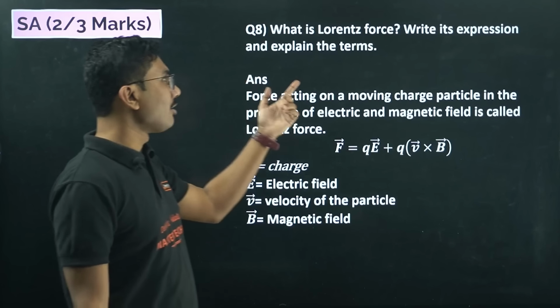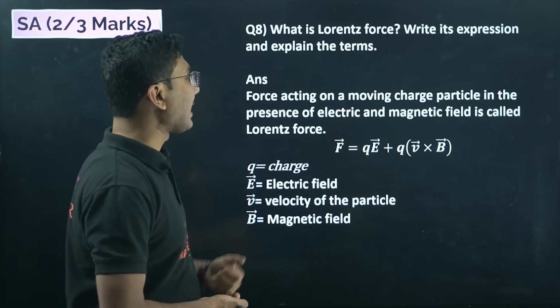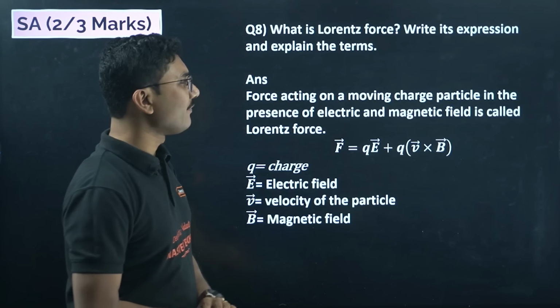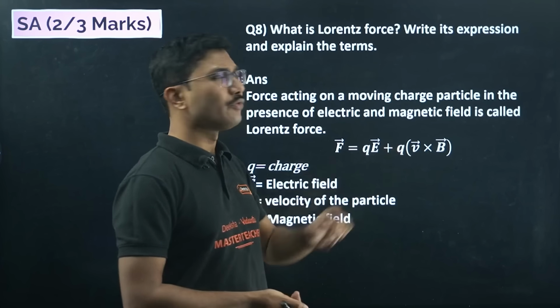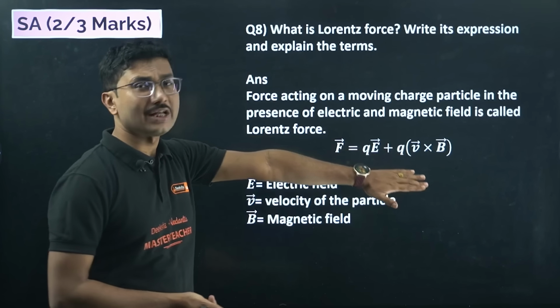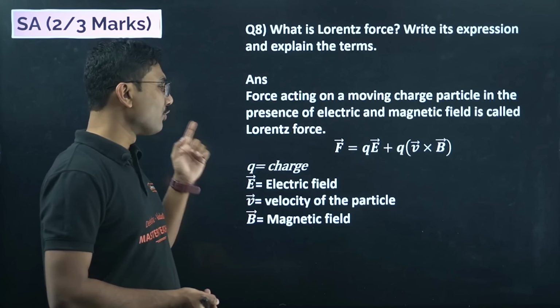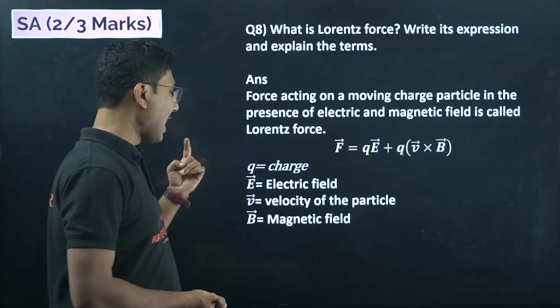Next, what is Lorentz force? Write the expression and explain the terms. Force acting on a moving charged particle in the presence of electric field and magnetic field is called Lorentz force. F is equal to Q E plus Q V cross B. So the expression is very, very essential. You also have to explain the terms: F is force, Q is charge, E is electric field, V is velocity of the charge, and B is magnetic field.